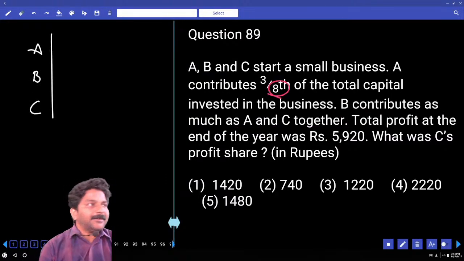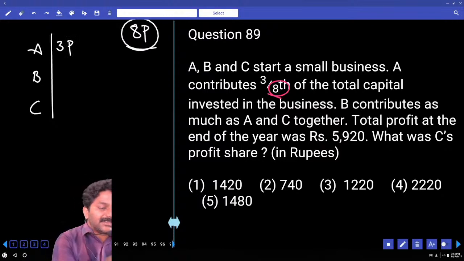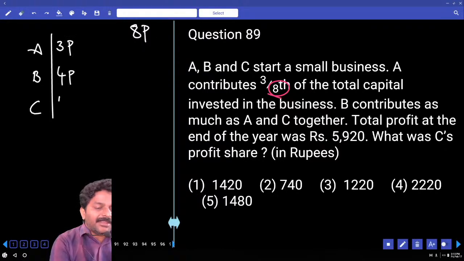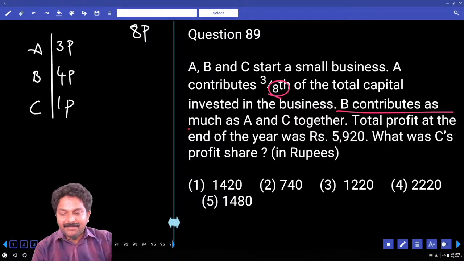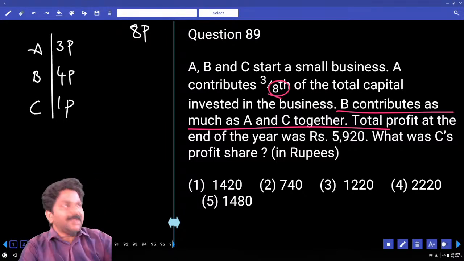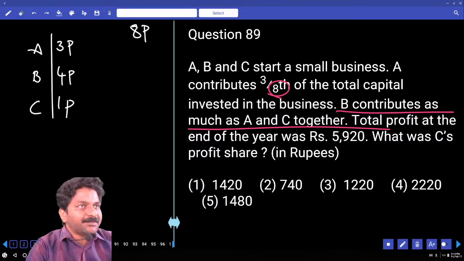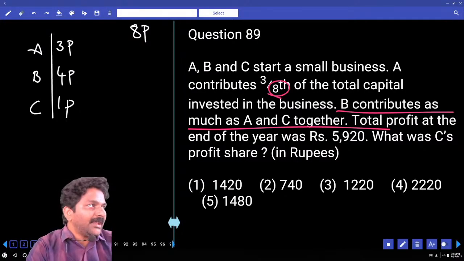What is the denominator? I am taking total investment as 8 parts. A will contribute 3 parts. B will contribute half of this, 4 parts. The remaining 1 part goes to C. So whenever this condition is given, B contributes as much as A and C, when there are only 3 people, A, B, C, that says B invests half of the total. The remaining half goes to A and C.